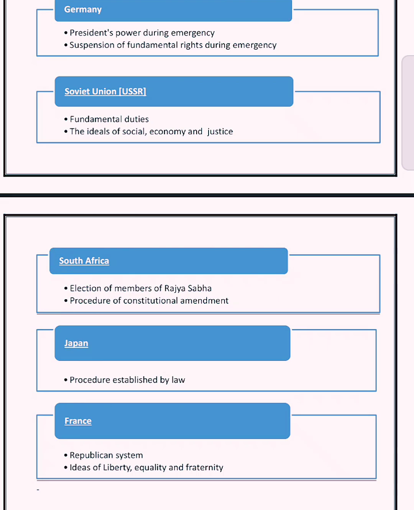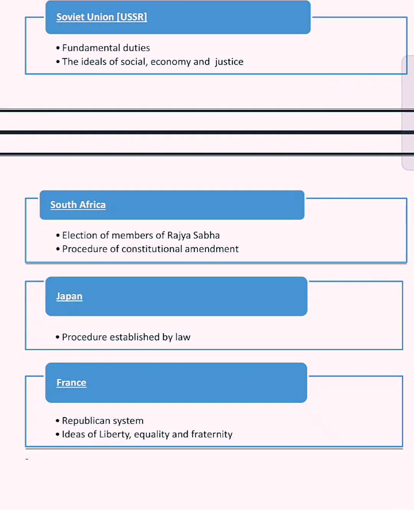The next source is Japan's constitution, and from there we had taken the provision of procedure established by law. And the last source of the Indian constitution is the French constitution, and from there we have taken the provisions like republican system and the ideas of liberty, equality, and fraternity.